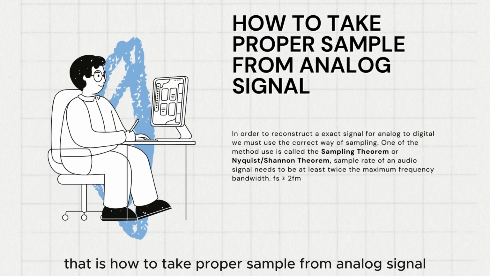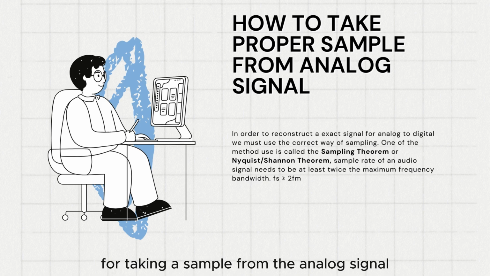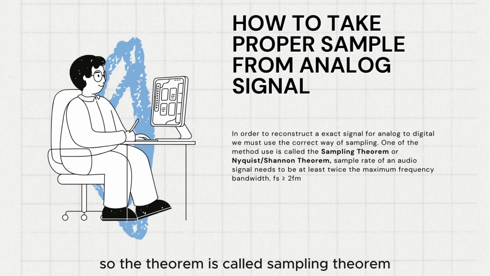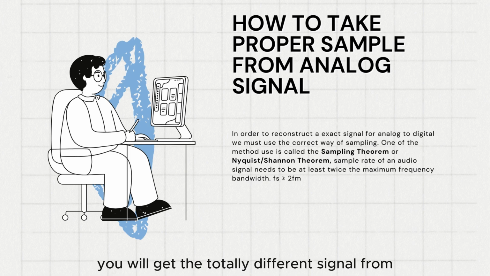Okay, so next is how to take proper samples from an analog signal. There's a rule, or we call it a theorem, that we need to follow for taking a sample from the analog signal, and then we can use that sample. The theorem is called the sampling theorem or the discrete theorem. This theorem states that the sample rate of an audio signal needs to be at least twice the maximum bandwidth. If not, we will get a totally different signal from the analog.